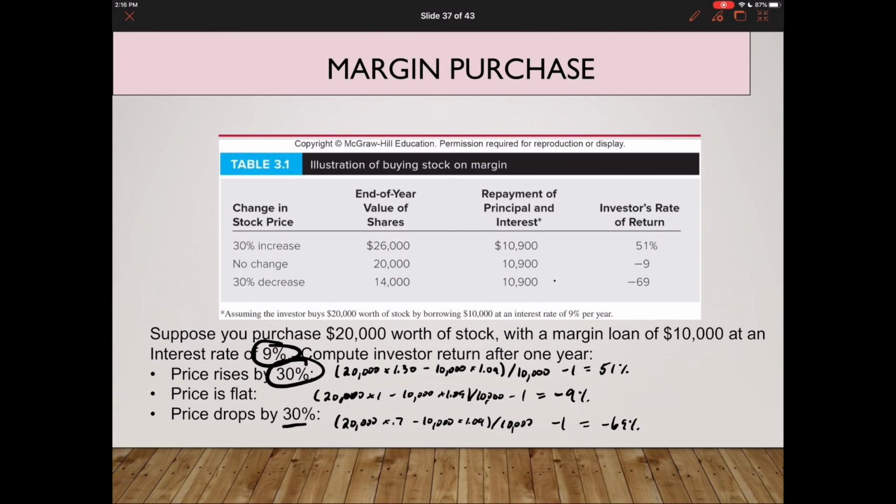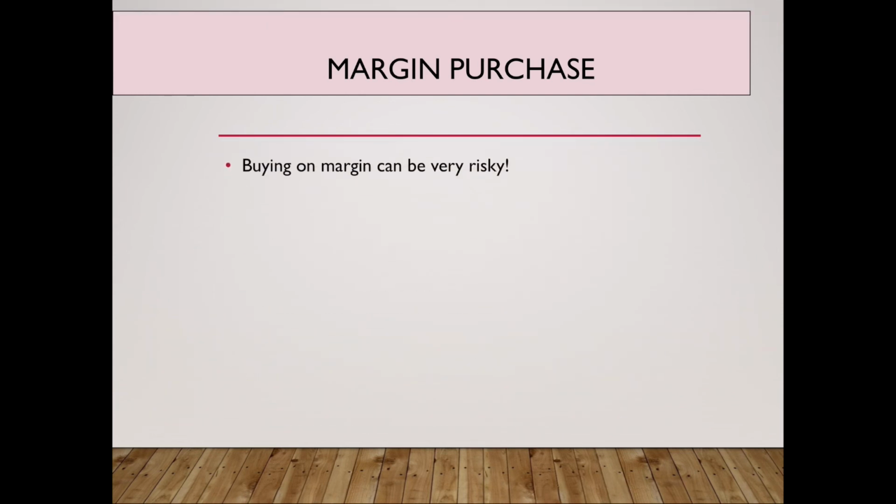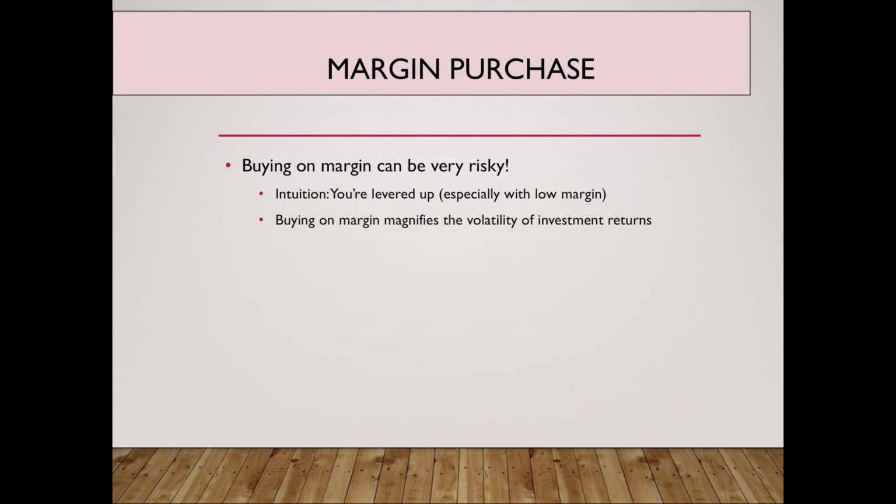So wrapping this up, buying on margin can be very risky, right? The intuition is that you have to remember that you are levered up. You're using debt to fund some purchase, and so you're levered up, especially with these low margins, to both magnify gains and magnify losses. So buying on margin magnifies volatility.